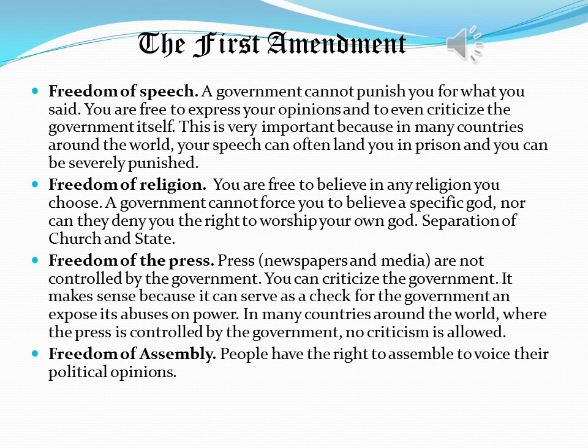Next one is the freedom of assembly. People have the right to assemble, to voice their political opinions. Freedom of assembly. Very, very important.